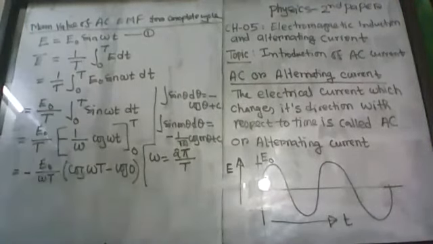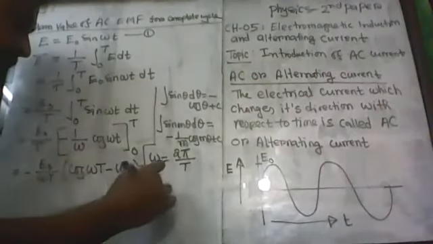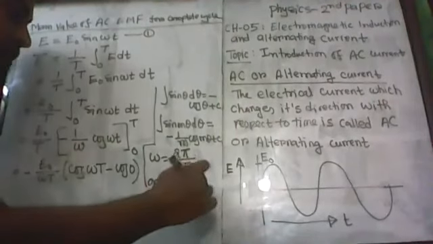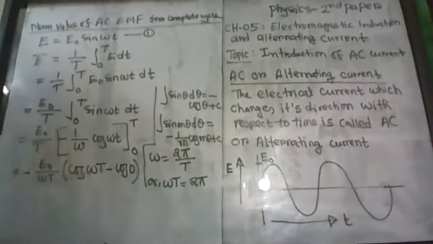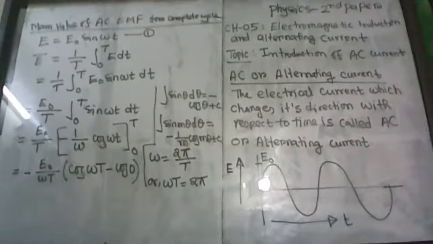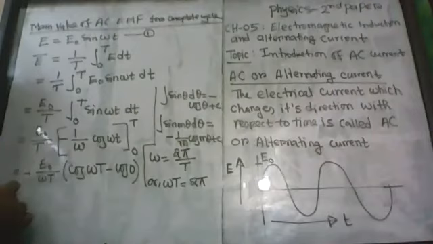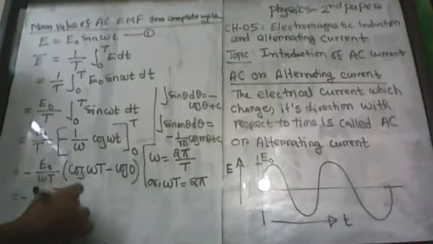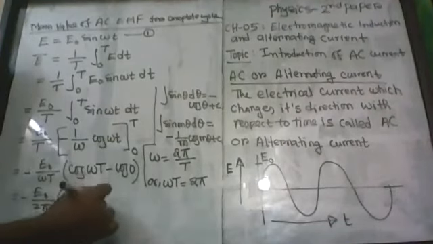Now, what is the value of omega t? The value of omega t will equal 2 pi. So in place of omega t, I can replace 2 pi. E naught divided by 2 pi, so here cos 2 pi minus cos 0 equal to 1.